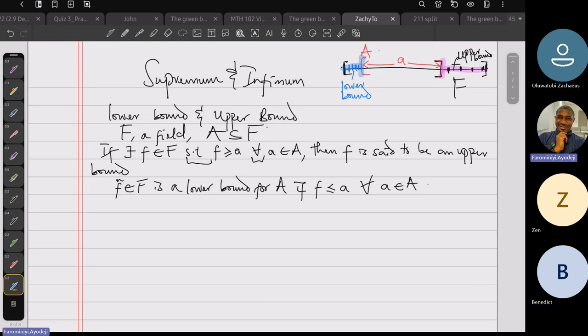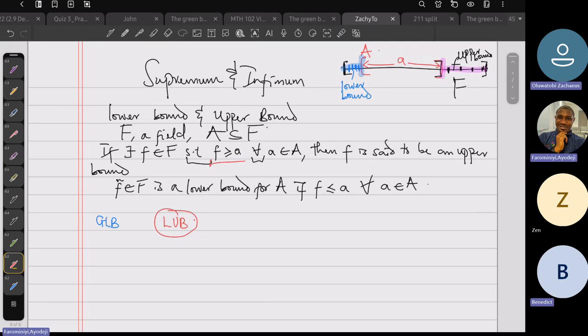Yes, sir. And that is why we can talk about greatest lower bound and least upper bound. So according to the name, the least upper bound, it is the smallest of all the f in F's that satisfies this property.